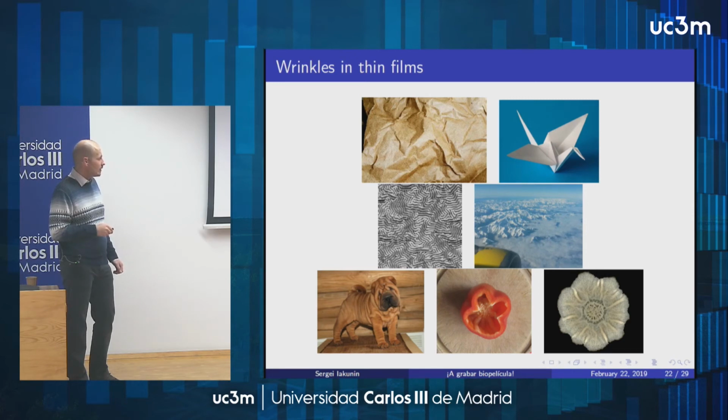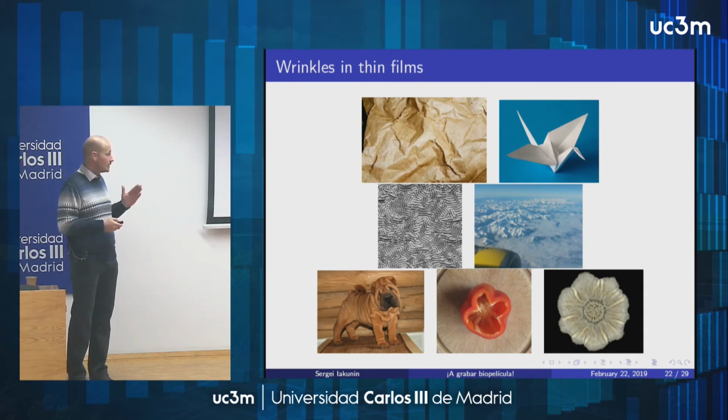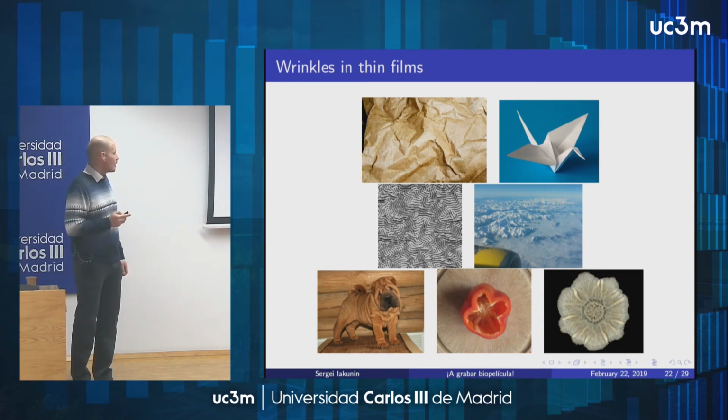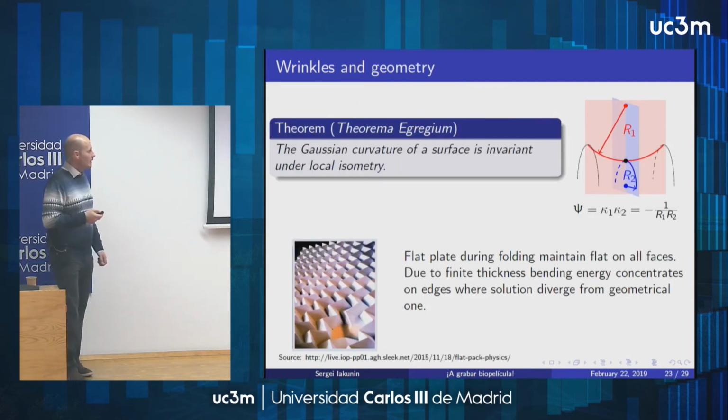And wrinkles can also be very large. For example, wrinkles in Earth's crust, like mountains and changes of thickness, can also be described by a similar model, because Earth's crust is much thinner than the radius of Earth, so it means that we have a very thin film compared to its size in other directions. And of course, wrinkles are very common in biology. They can be seen in animals, in vegetables and plants, and finally in biofilms, which we will consider now. Formation of wrinkles is also interesting because it's related to geometry. It's a mixture of mechanics and geometry.